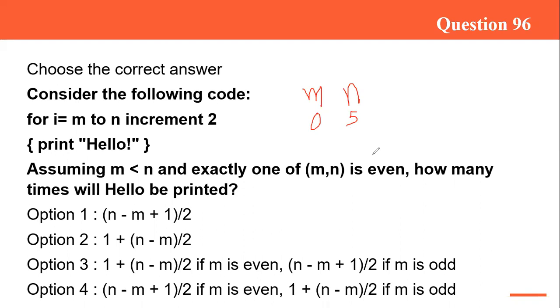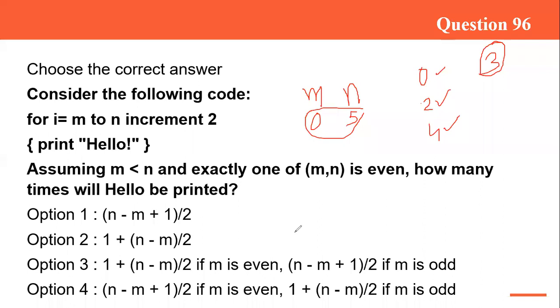M equal to 0. For 0, it will print. After that, it will become 2, 0 plus 2. For 2, it will print. Next, for 4, it will print. Will it print for 5? For 6, it will stop. So how many times did you get? 3 times it will print. Right. So if I substitute these numbers in the formula, I have to get the exact result 3. For which one am I getting 3? Calculate it and tell me.